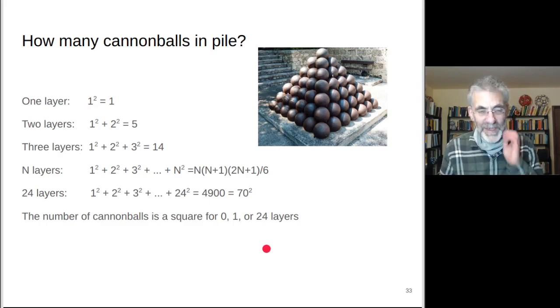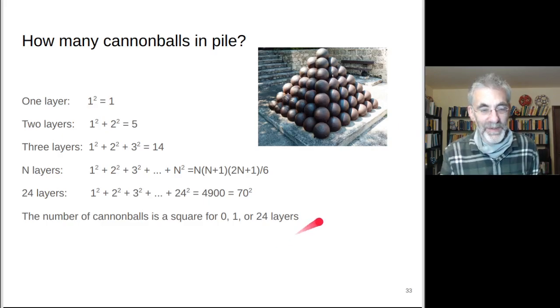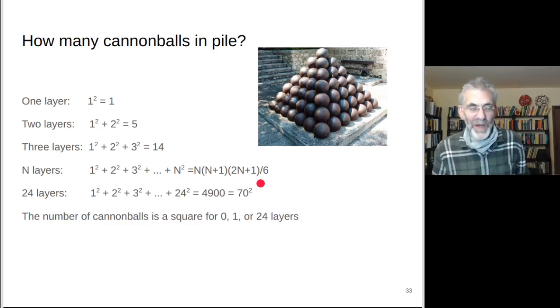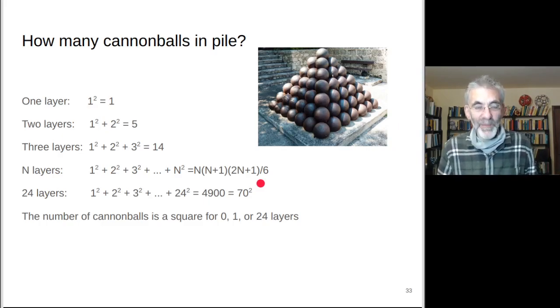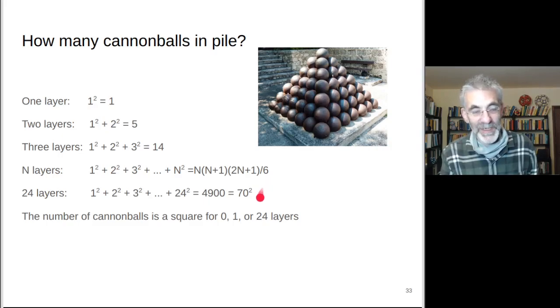And well, let's go back to cannonballs in a pyramidal pile and ask how many cannonballs are there. Well, it's pretty easy. You just take 1 squared for the first row, 2 squared for the second row, 3 squared for the third row, and so on. So the total number of cannonballs is the sum of the first n squares. And now we have the following recreational mathematical problem. Suppose the number of cannonballs in this pile is a square, and there's more than one cannonball. How many cannonballs are there? And the answer turns out to be 4,900, because that's the only way the sum of the first n squares can itself be a square.